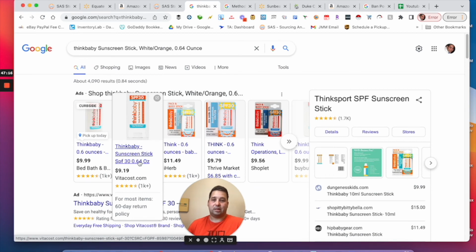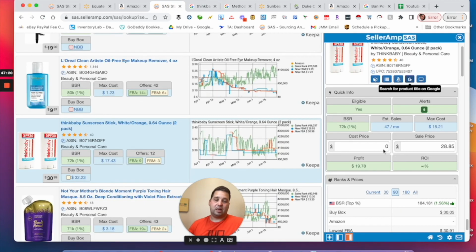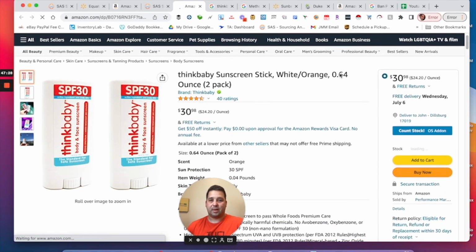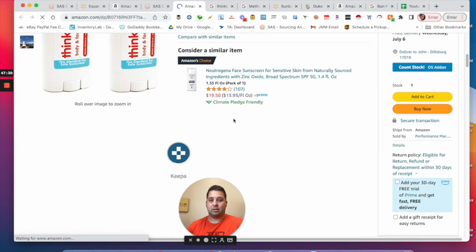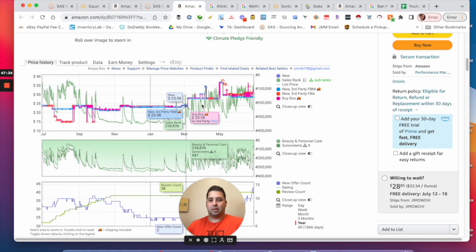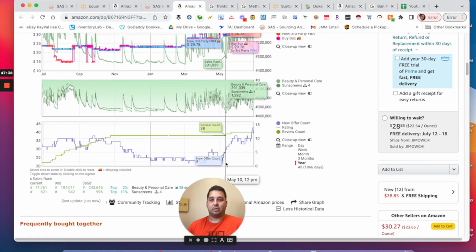$10. Let's say it was like 20% off. You're looking at 7. Yeah, so if it was like a 20% off sale, you'd be able to make this work. 1.64 ounce. Let's see if the Keepa chart even looks good. It's definitely on a price.